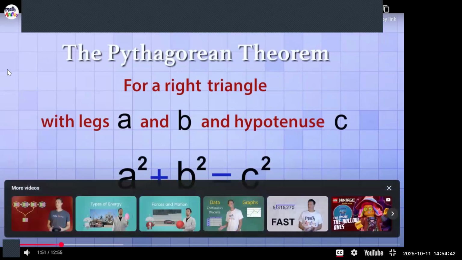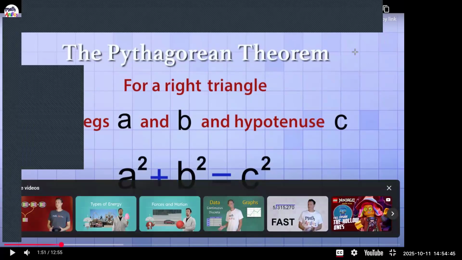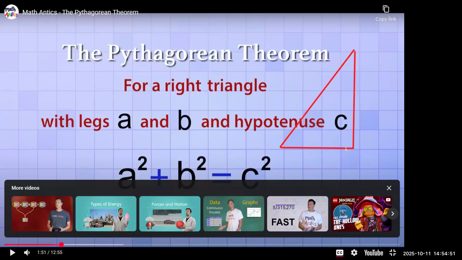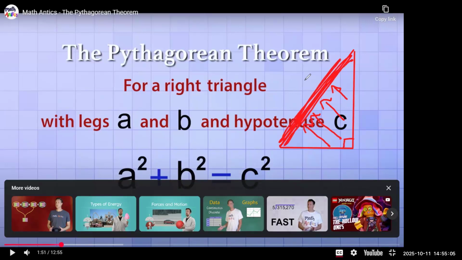So guys, what is a hypotenuse? The longest side of the right angle triangle. It is the longest side of the right angle triangle, and the best way to identify the hypotenuse is it is opposite to the right angle. Hypotenuse is the side opposite to the right angle. So this is the side which is opposite to the right angle. They are calling it c. And the other two sides, they are calling it a and b.